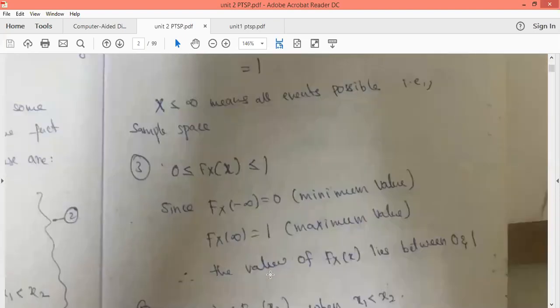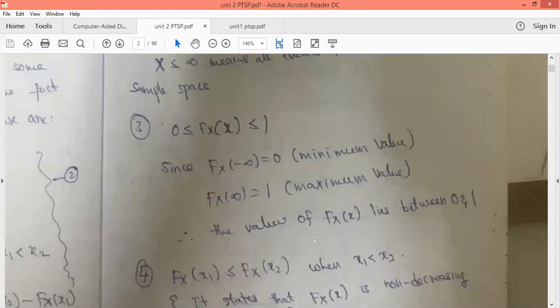And just now the third property says that F_X(x) has a value between 0 and 1. The minimum value of the distribution function is 0, and the maximum value is equal to 1. Just now we discussed that F_X(minus infinity) is equal to 0, which is the minimum value, and F_X(infinity) is equal to 1, which is the maximum value. So the value of F_X(x) will lie between 0 and 1.